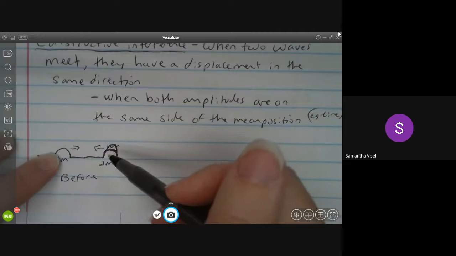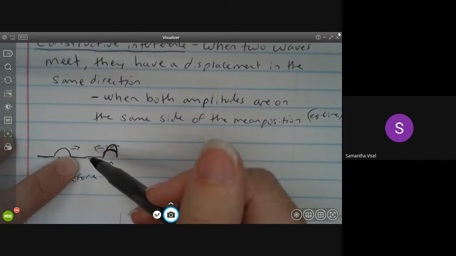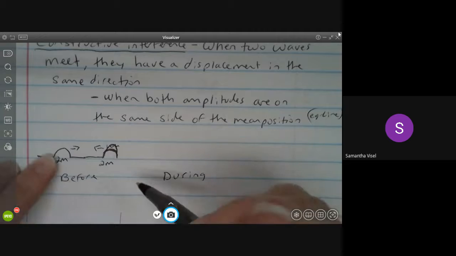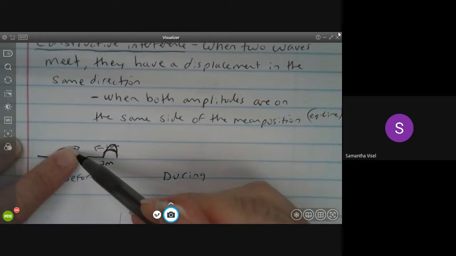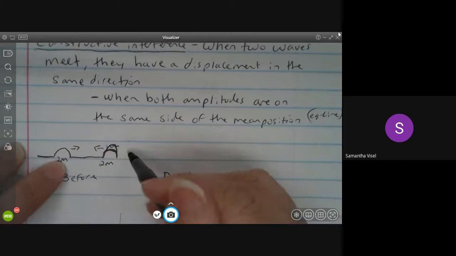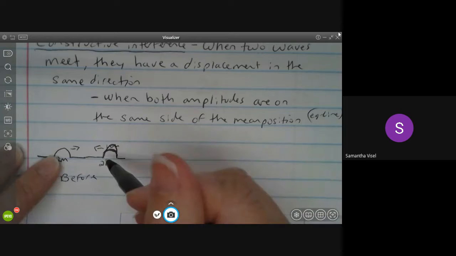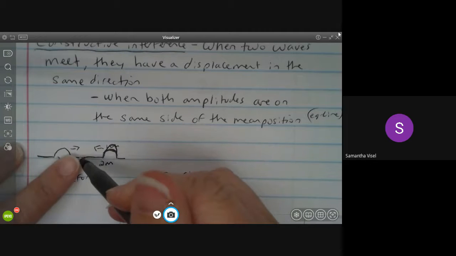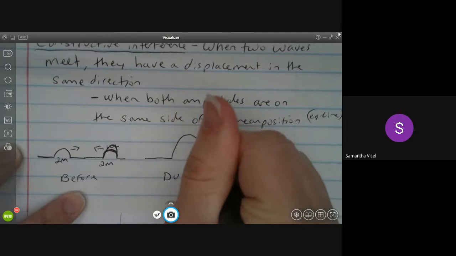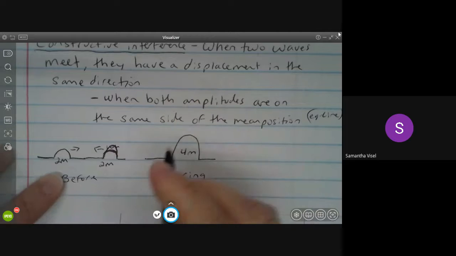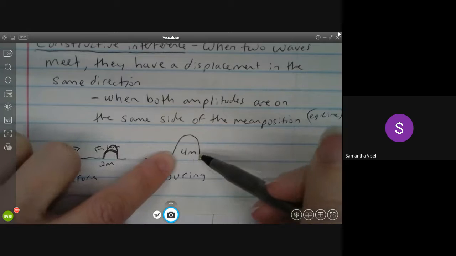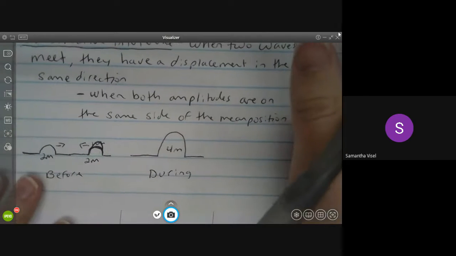So as those waves approach each other, my during, so that split second in time when they meet up with each other, they kind of collide. Since their displacements are on the same side of the mean position, both of their displacements are going to build. So at that point where they meet up, we're going to add those two individual displacements together. So the two waves meet, they build to create one single amplitude.